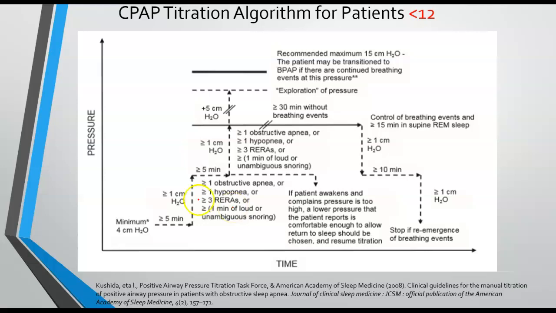So, what are the CPAP titration guidelines for children less than 12 years of age? It is more or less the same thing. You start at the minimal CPAP pressure, wait for 5 minutes, and increase the pressure based on these events: one obstructive apnea, one hypopnea, or three RERAs, or 1 minute of loud snoring, which is 1-1-3-1. For the adult, it is 2-3-5-3. And everything else is similar. They also recommend transitioning to BiPAP if the events are not under control with a CPAP of 15.